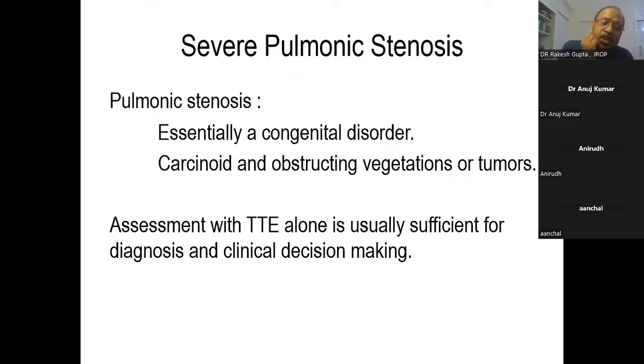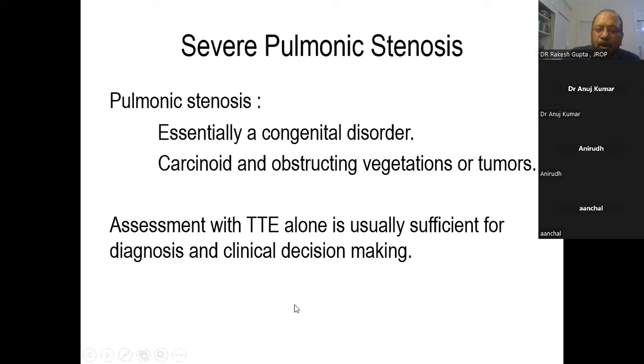Then certain tumors which are localized to the right side of the heart, like carcinoids, will affect the tricuspid valve as well as the pulmonic valve. So carcinoids can affect these two valves, presenting as stenosis of the tricuspid as well as pulmonic valves. So that is a good way of looking at these right-sided lesions.